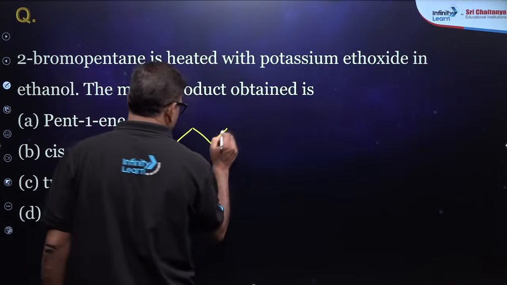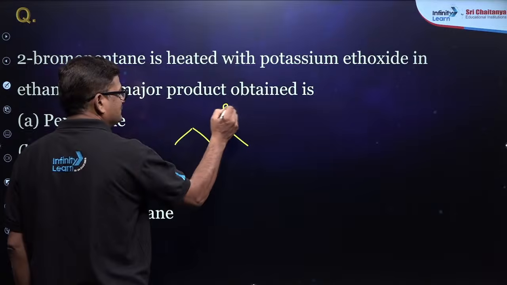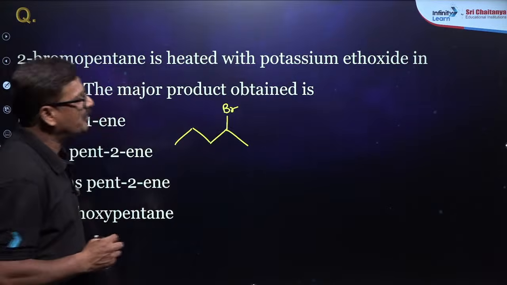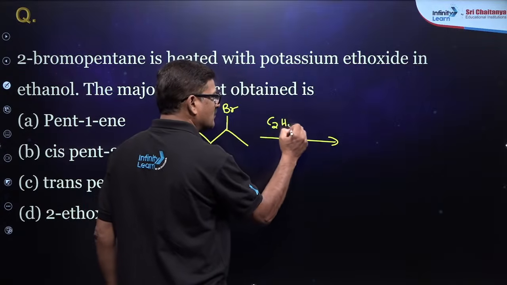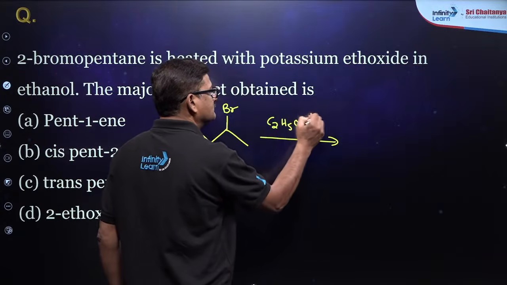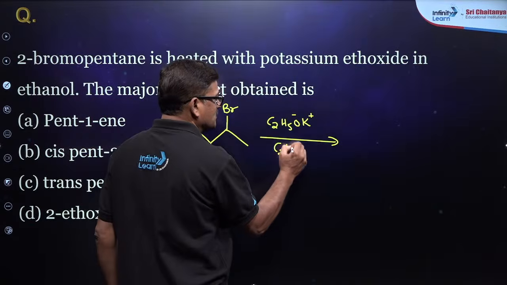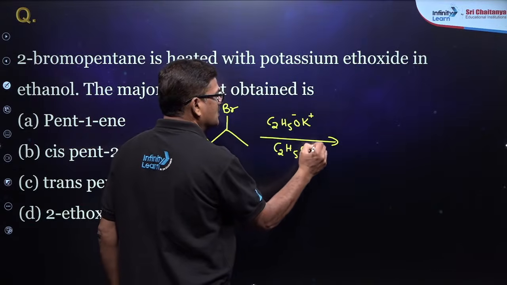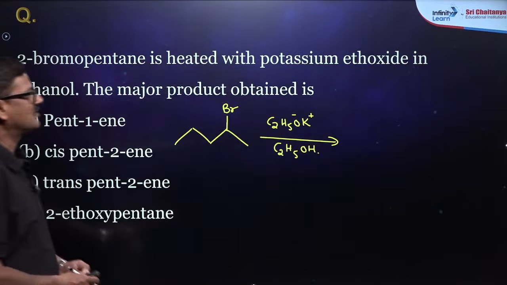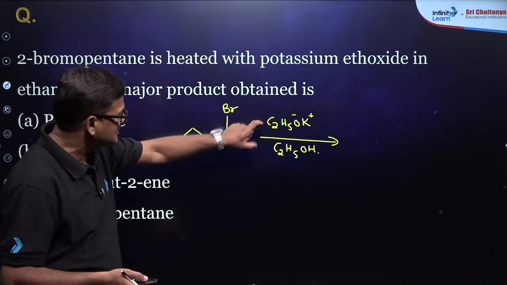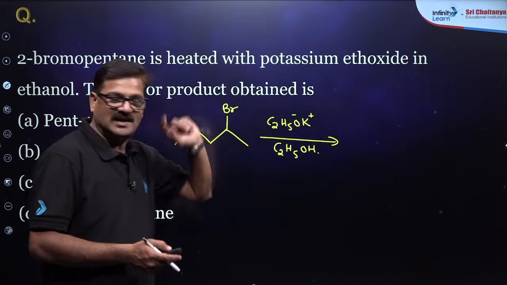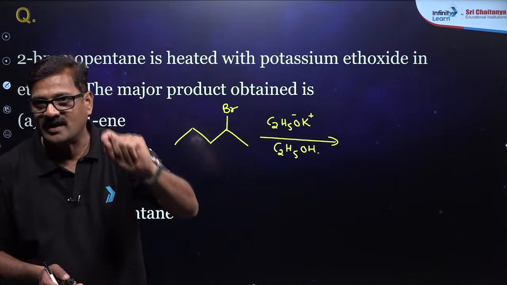2-bromopentane, this is your pentane. When it is treated with potassium ethoxide, C2H5OK, in the presence of C2H5OH, this is your potassium ethoxide. The major product: whenever this is used, it says that it is an elimination reaction.